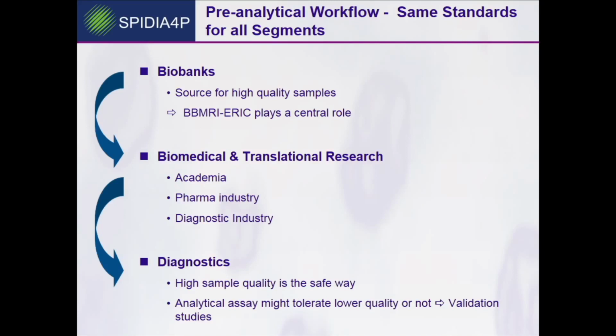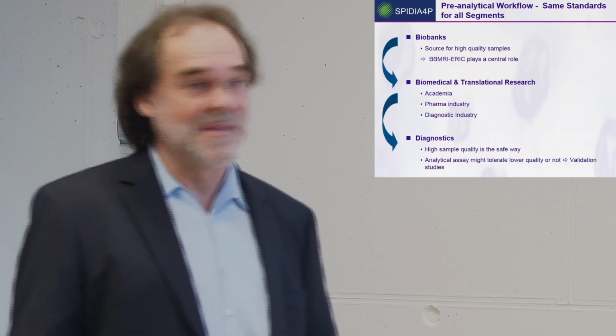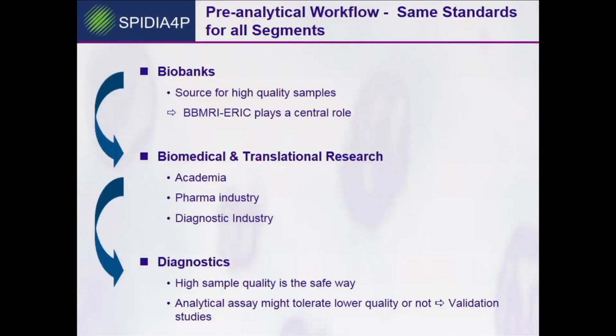Why is that? If a new diagnostic test is developed, that means there is a target, an analyte target, a biomarker for example, and this biomarker needs to be developed. Scientific validity has to be shown, the assay has to be developed, and for all of these steps, we need samples. Where do these samples come from? From the biobanks.